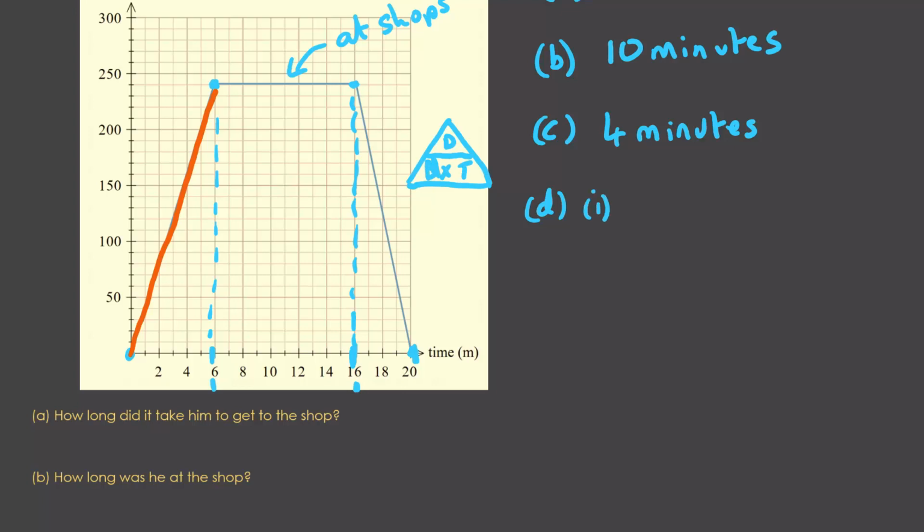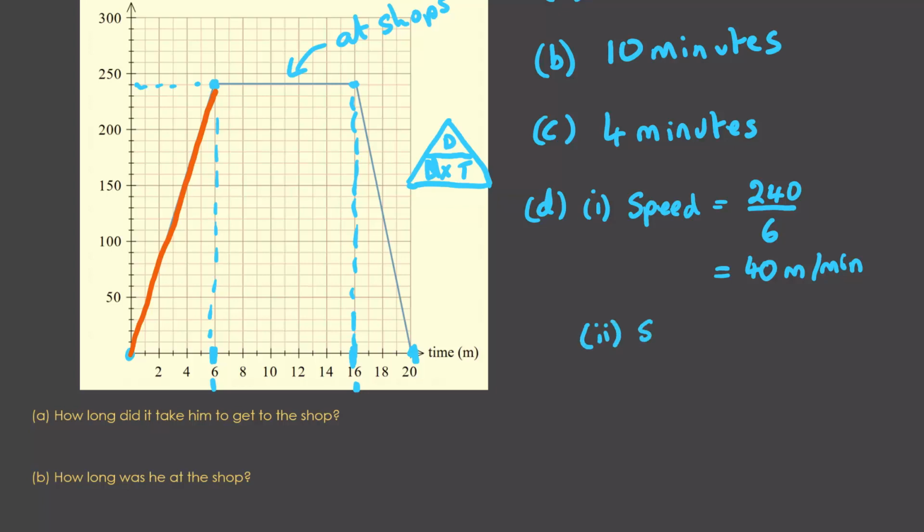So on his way to the shop, the speed is equal to the distance, which we can see is 240 meters, divided by the time taken, which is 6 minutes. And so he walked at 40 meters per minute. 240 divided by 6 is 40.